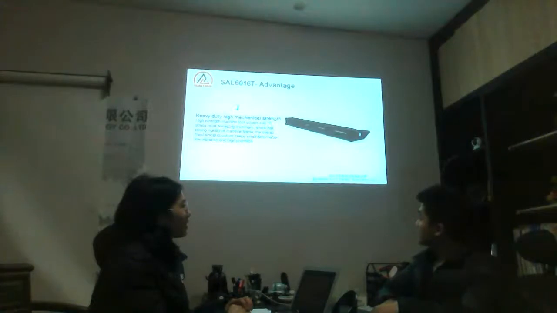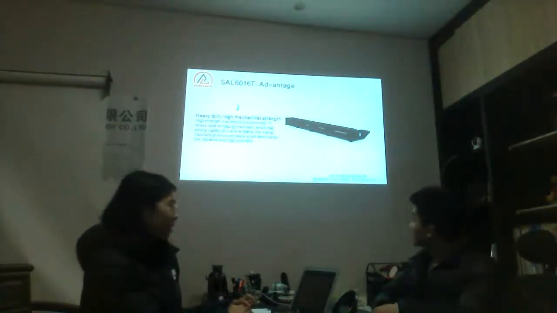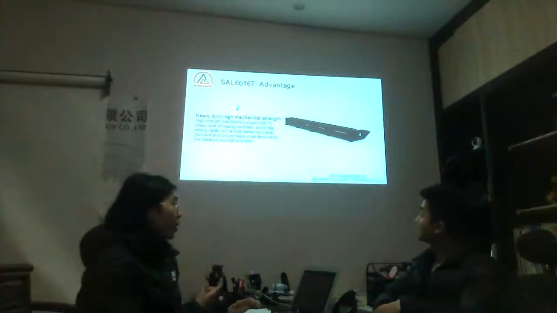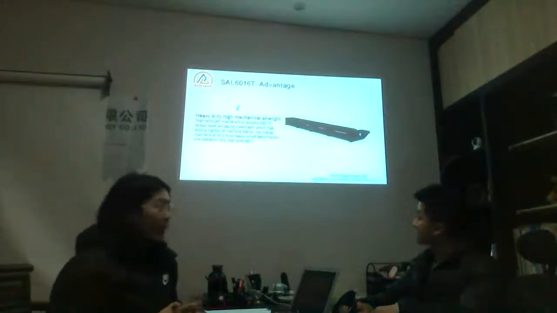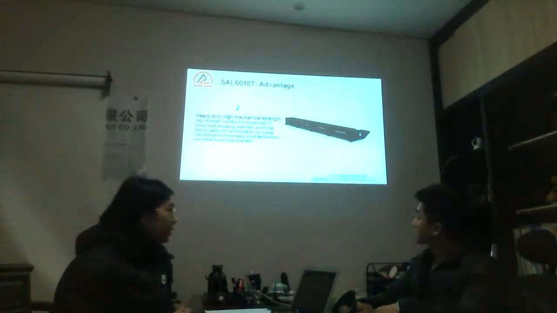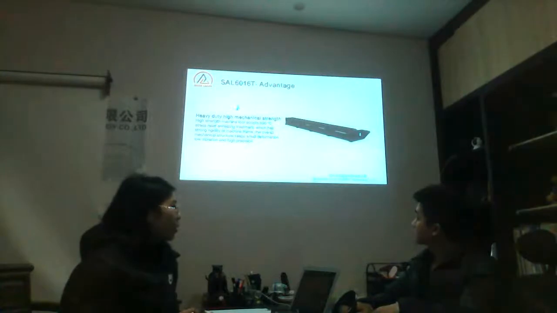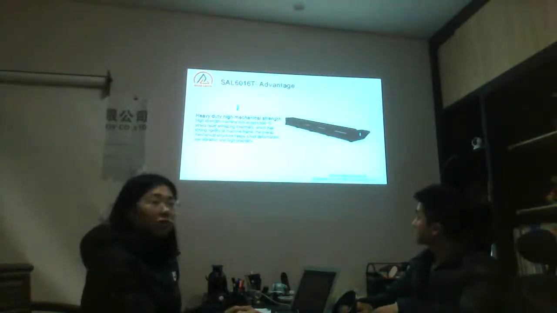The first one is heavy duty, high mechanical strength. For the first advantage of our laser cutting machine, the first model SEL6016T, the first one is heavy duty, high mechanical strength.